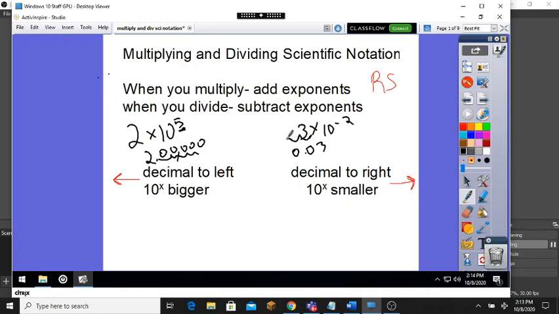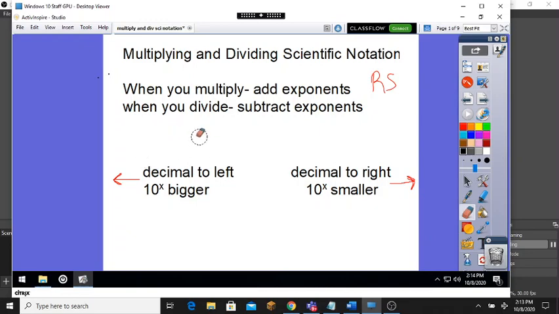This can be a bit confusing for some of you, but just know that if you have a number like this with a positive exponent, it's going to be a large number. If it's got a negative exponent, it's going to be a very small number. So with that being said, sometimes you'll be faced with adding or multiplying numbers in scientific notation.